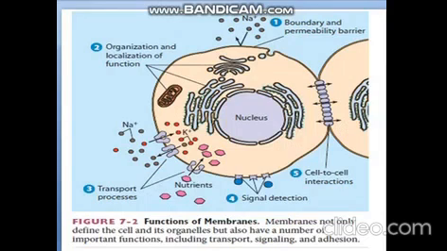These are the functions: 1, 2, 3, 4, 5. These five functions are illustrated here very briefly. The cell membrane serves as a boundary of the cell, and it helps to organize.